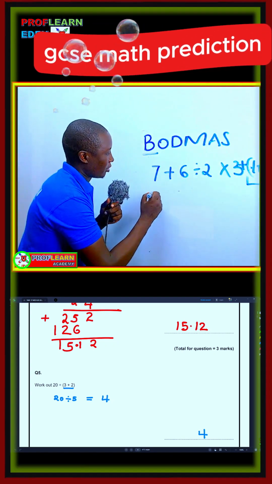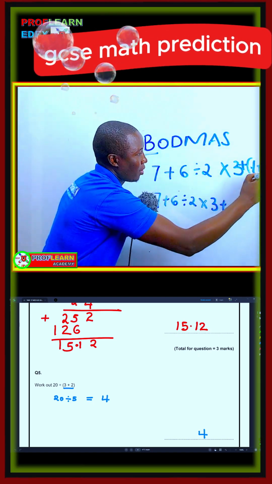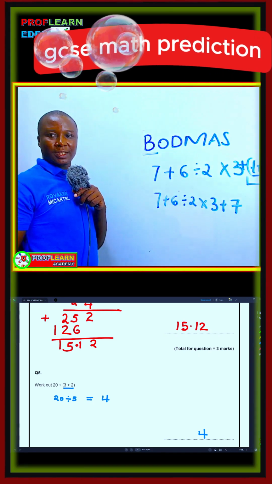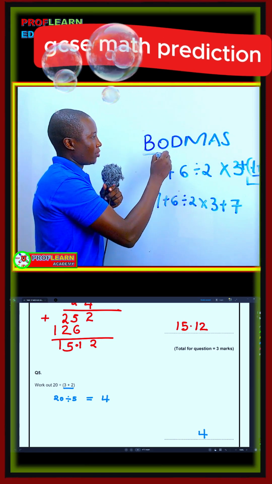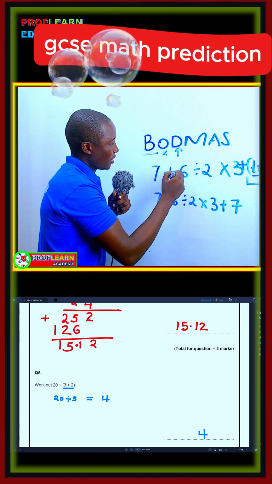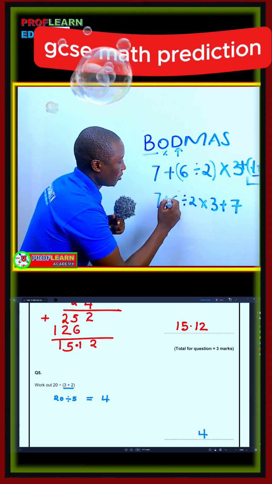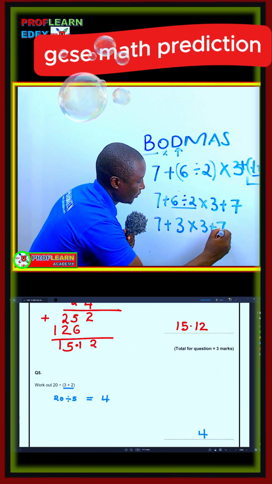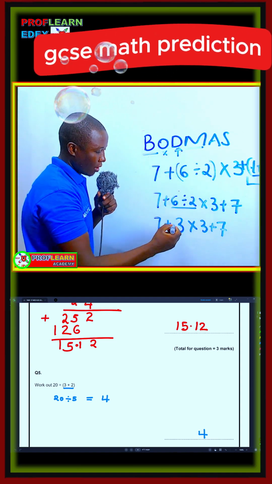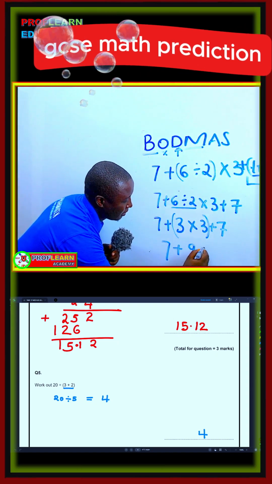So that will mean you are going to have 7 plus 6 divided by 2 times 3 plus, and now you work out the bracket: 1 plus 6 is 7. You do away with the bracket. Then off is not there. Division: do we have division? Yes, this one and this one. So we work out 6 divided by 2, and that will be 7 plus 3 times 3 plus 7. Again, we now have multiplication, so that will be 7 plus 9 plus 7.